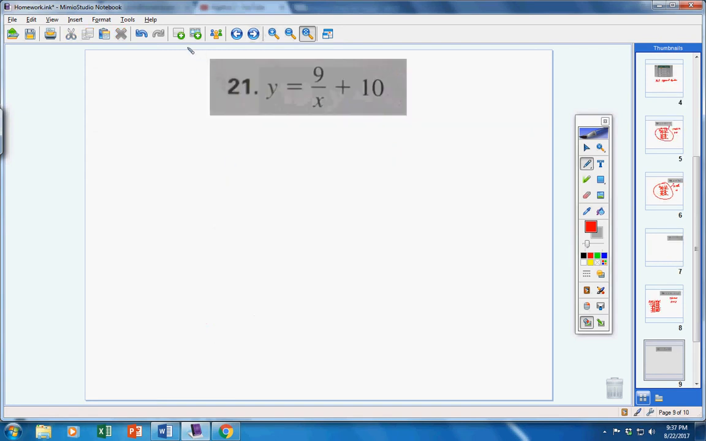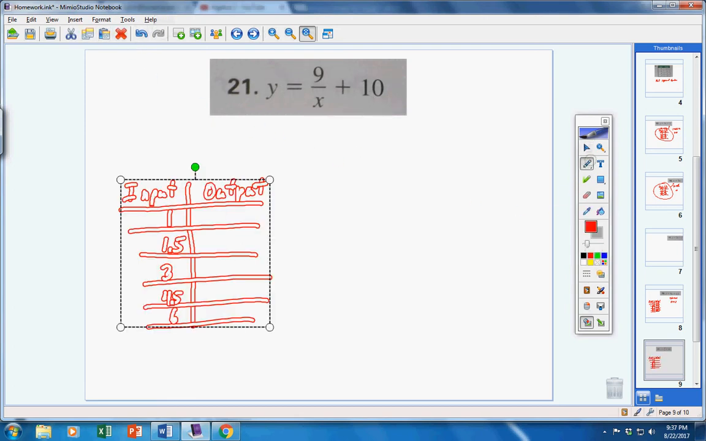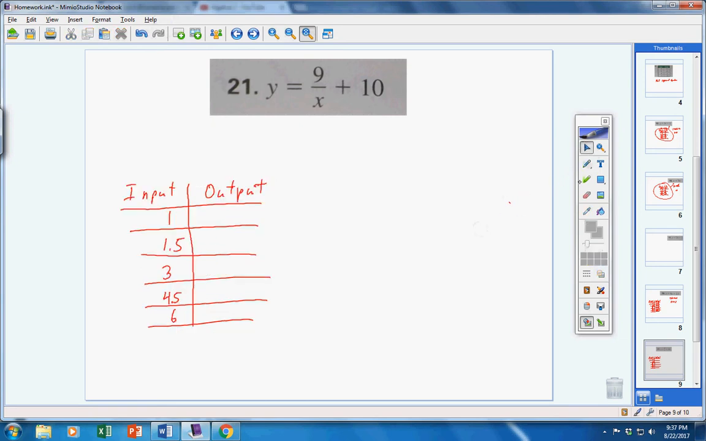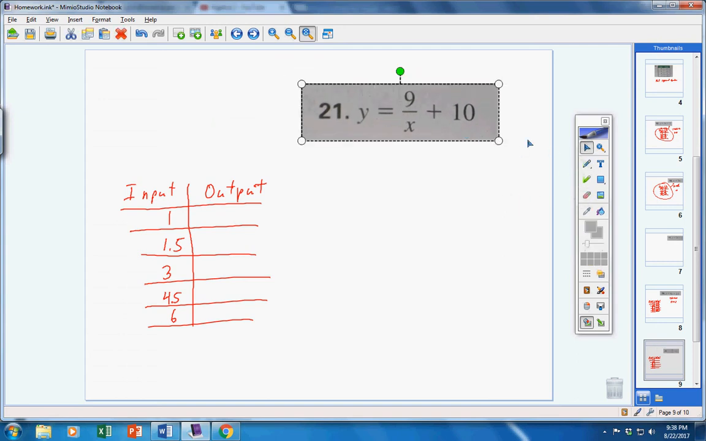Number 21. Alright, here we go. Let's make an input-output table for this function right here. Where the x is, I'm going to substitute 1. So 9 over 1 plus 10. 9 over 1 is 9. 9 plus 10 is 19.